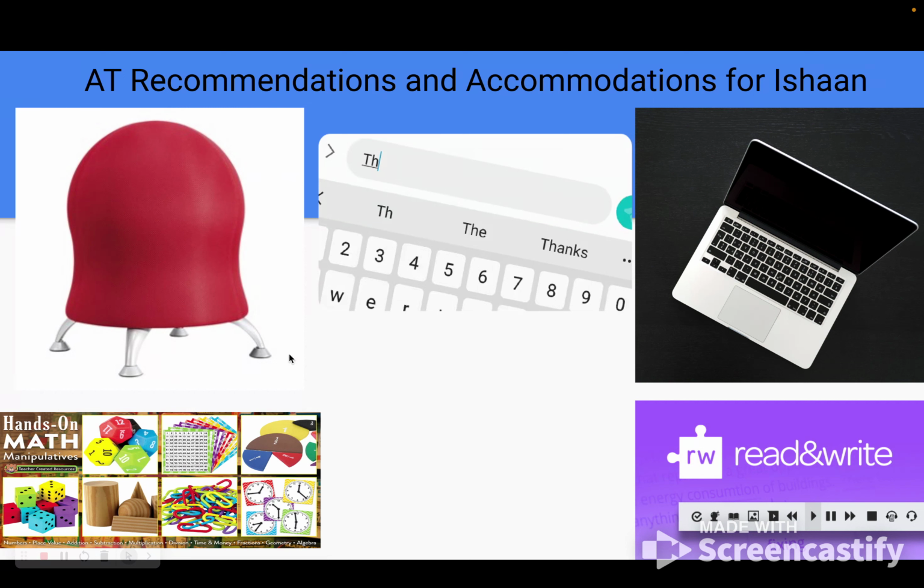And for low-tech assistive technology devices, I would recommend teachers use hands-on math manipulatives for Ishaan to build his understanding of concepts.